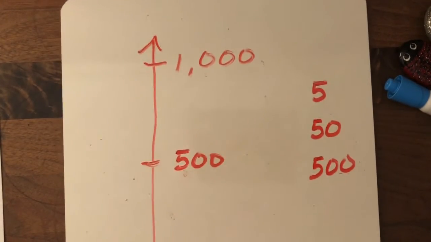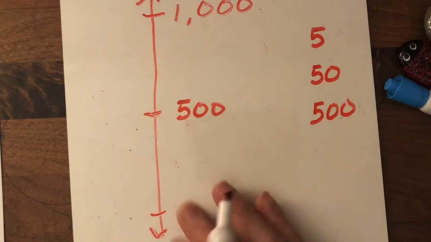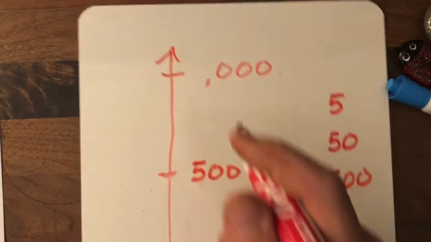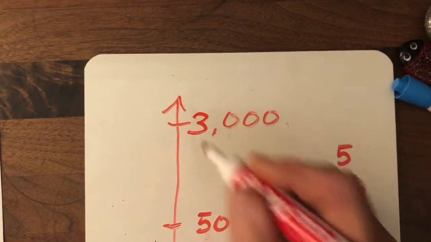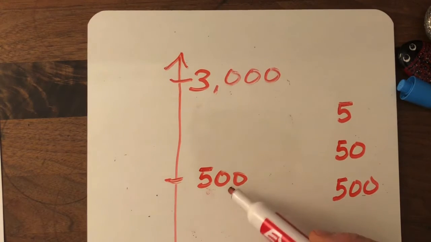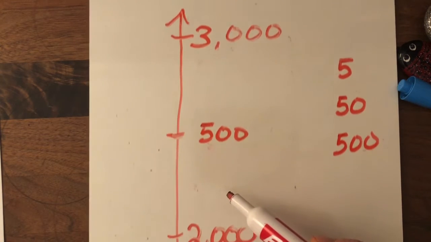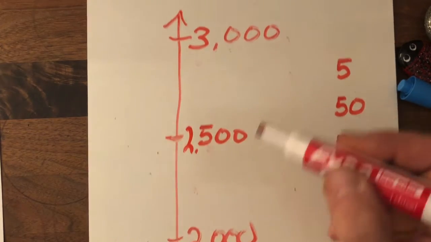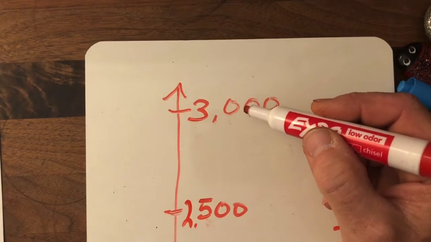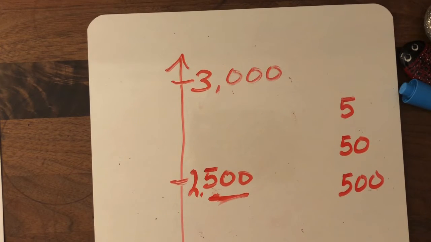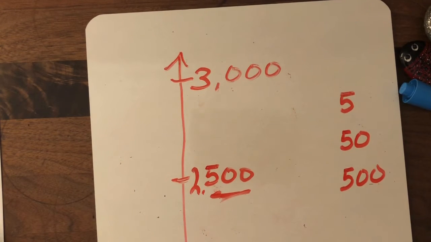And I'll show you what it looks like, okay? So if my bottom number is 2,000 and my top number is 3,000. See that? 2,000, 3,000. My midway point is 500, but it's not just 500. It's 2,500. It's halfway between 2,000 and 3,000. Okay? So there's that 500. If you can remember that, you're going to be in good shape.